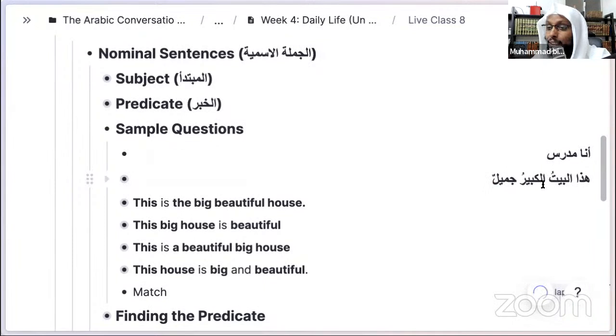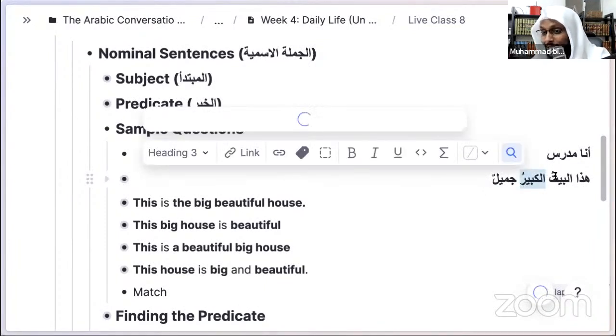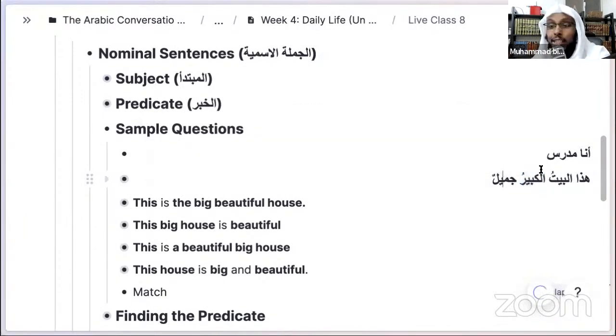So al-bayt al-kabir: al-kabir is an adjective for al-bayt. Jamilun is not an adjective for al-bayt. Why? Because it's indefinite. If it was an adjective, it would have been al-jamil. If we wrote here هذا البيت الكبير الجميل, we would still be in the same predicament. Incomplete sentence. This big beautiful house. What about it? That would be like two adjectives in a row, and you can have 100 adjectives in a row, no problem.